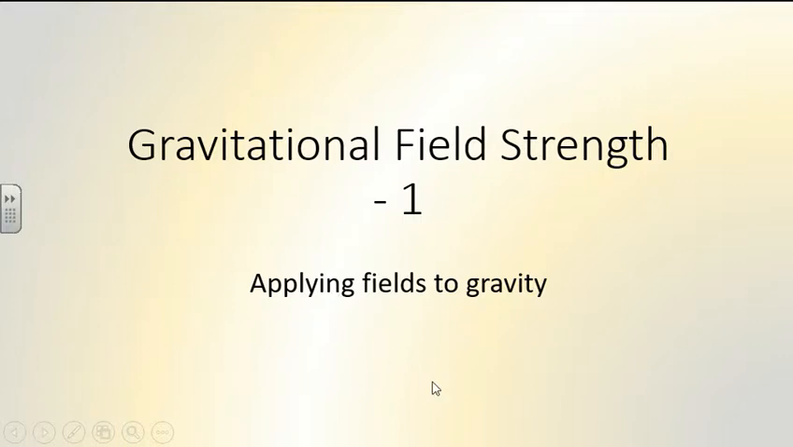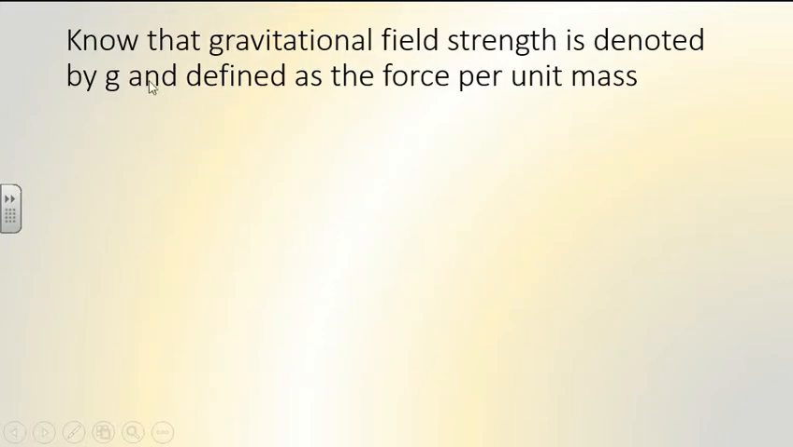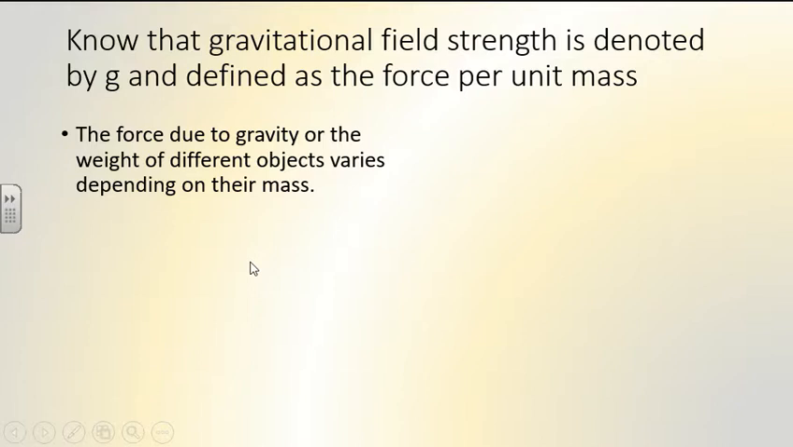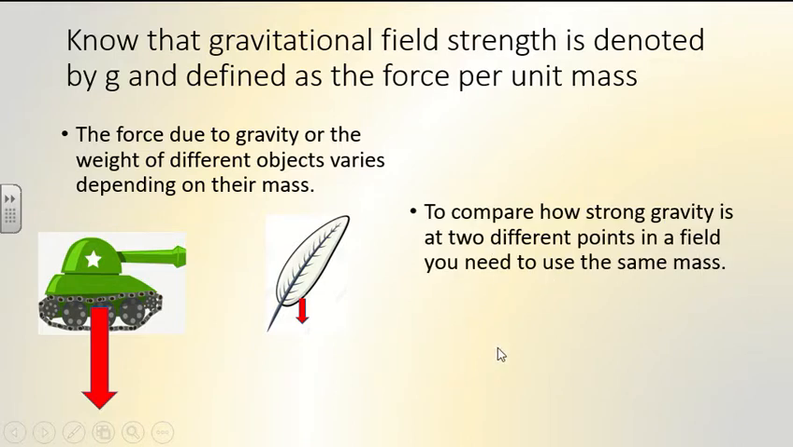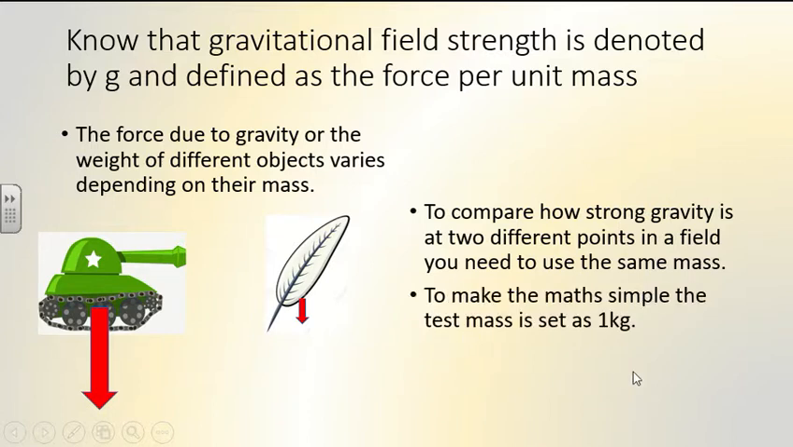It's just a way of comparing how strong a field is by seeing what force it would create on a 1 kilogram test mass. So gravitational field strength, our value of g, is the force per unit mass. Force due to gravity varies for different objects depending on their mass. Here, a tank or any large object is going to have a far bigger force than a small object because their masses are different. So if we want to compare the strength of two gravitational fields, we need to use the same mass. So for simple maths, we set that as 1 kilogram.